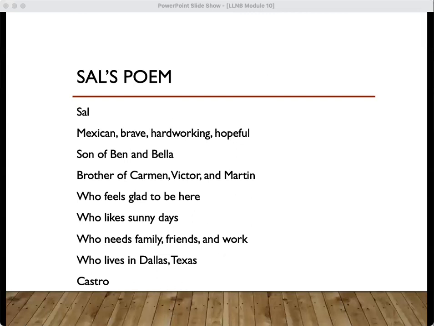In this poem, we've learned a lot about Sal Castro. Looking at the poem, we can see what he likes, what he needs, what he feels. He likes sunny days and needs his family and friends and his work. He feels glad to be here in Dallas, Texas. He describes himself in the poem using adjectives: Mexican, brave, hardworking, and hopeful. We learn who his family is, his parents, and 3 siblings.